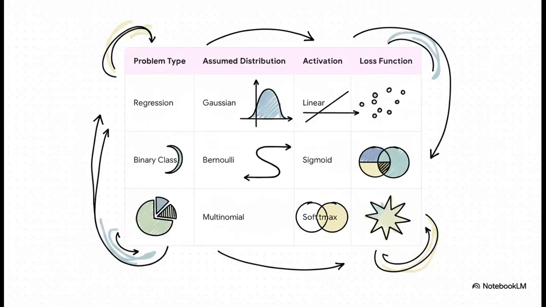And check this out. Here's where it all clicks into place. If you start by assuming your data's errors are Gaussian, the GLM framework tells you, okay, then you should use a linear activation and MSE for your loss. If you assume your data is a Bernoulli process, a series of coin flips, the framework points you directly to a sigmoid activation and binary cross-entropy loss. It all connects perfectly. It's one single cohesive story.